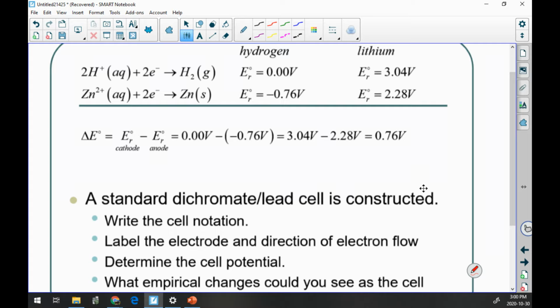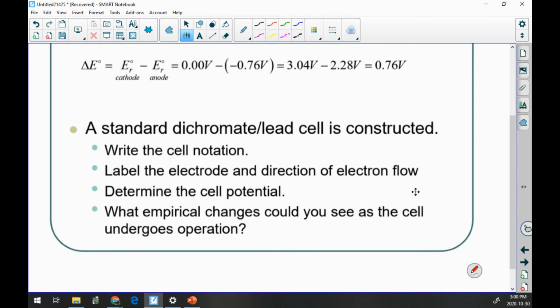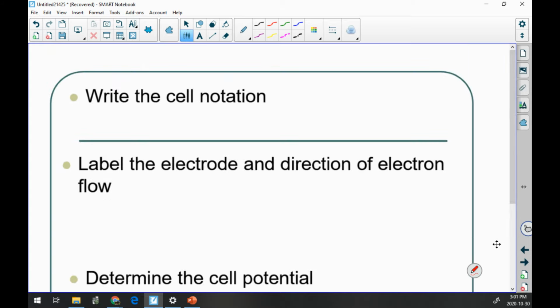Okay, so we are going to take a standard dichromate lead cell, and we're going to do exactly what we did earlier today. So I'll quickly speed through that and then deal with the rest of it. The cell notation. Dichromate lead.